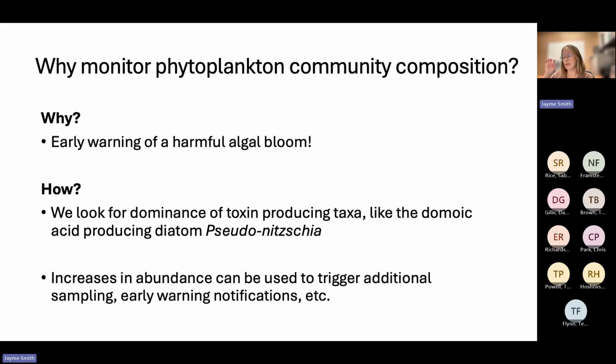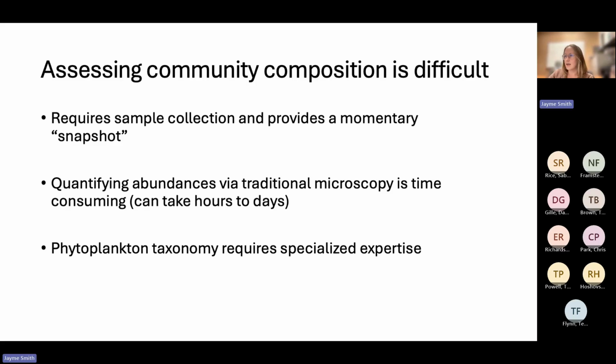So this is the main application of the IFCB in California's marine waters: looking for harmful taxa, one of the primary targets being Pseudo-nitzschia, and looking for increases in abundance that can trigger things like additional sampling or send out early warning notifications, etc. Right? But assessing community composition is difficult.